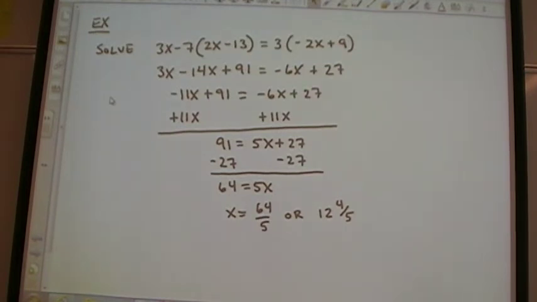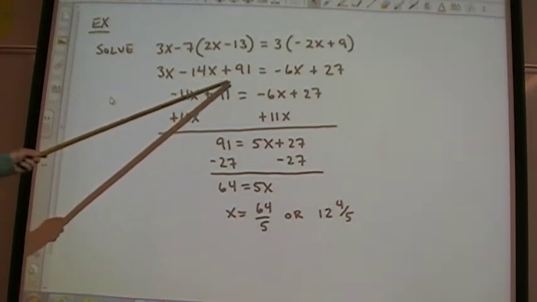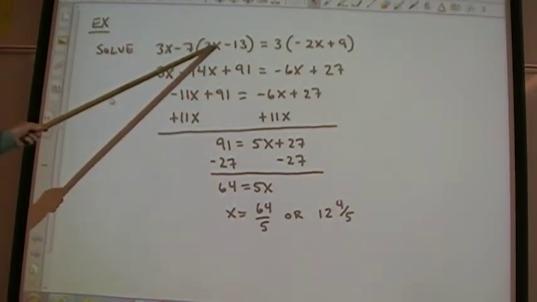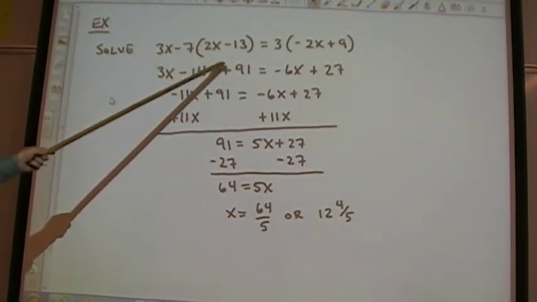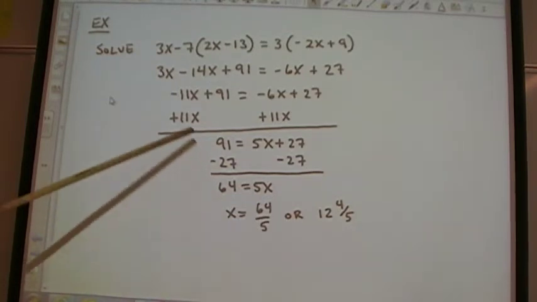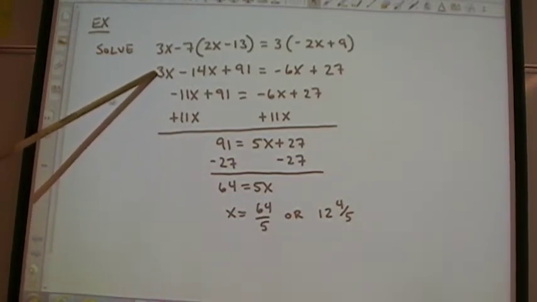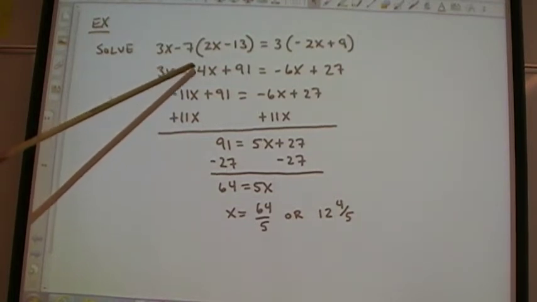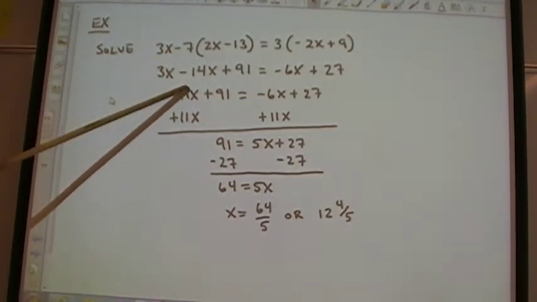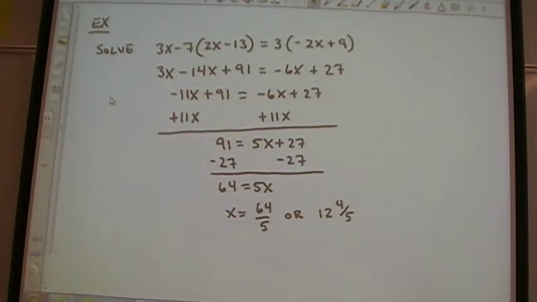Yes? Why would it be plus? Why plus 91? Because you had to distribute the minus 7. That makes that a minus, and a minus times a minus is a plus. Oh, okay. Alright. Still at this step, the left-hand side is still not simplified. So 3x minus 14x combines to give you negative 11x. So I have negative 11x plus 91 equals negative 6x plus 27.